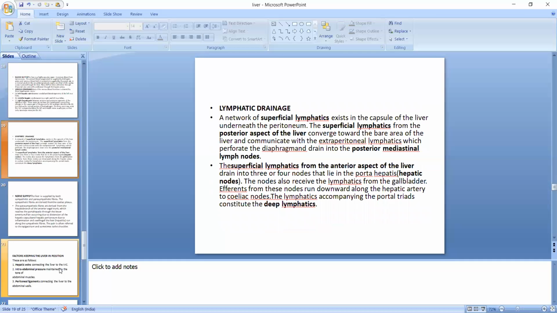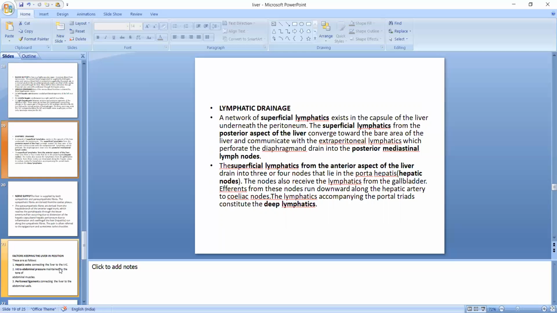Lymphatic drainage: a network of superficial lymphatics exists in the capsule of the liver underneath the peritoneum. The surface lymphatics from the posterior aspect of the liver converge towards the bare area of the liver and communicate with the extraperitoneal lymphatics, which perforate the diaphragm and drain into the posterior mediastinal lymph nodes. The superficial lymphatics from the anterior aspect of the liver drain into three or four nodes that lie in the porta hepatis. The nodes also receive lymphatics from the gallbladder, and efferents from these nodes run downwards along the hepatic artery to the celiac nodes.